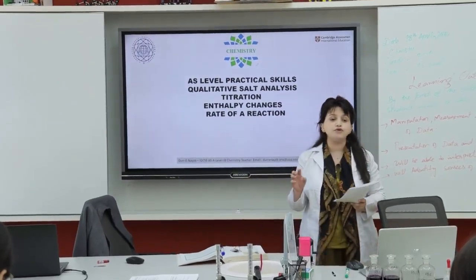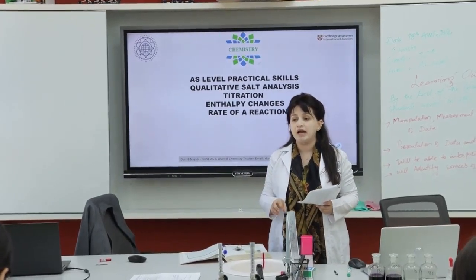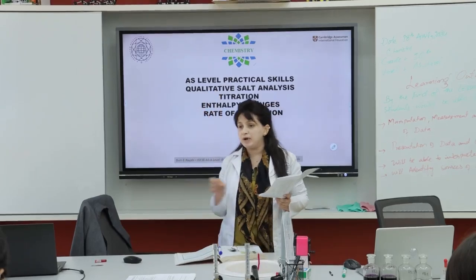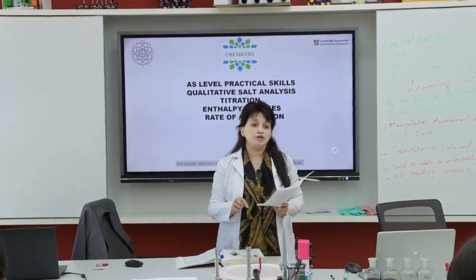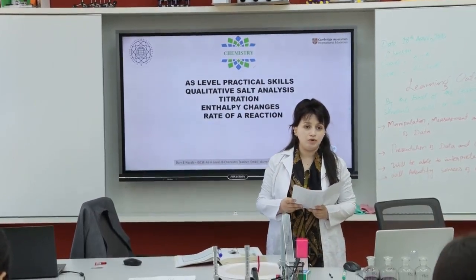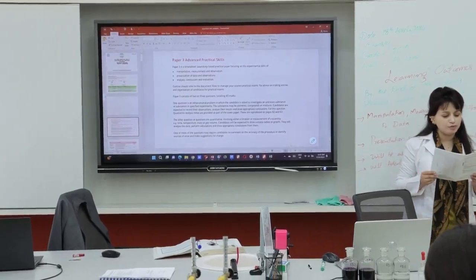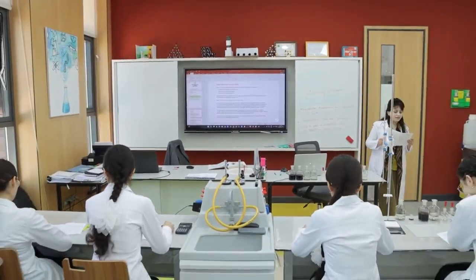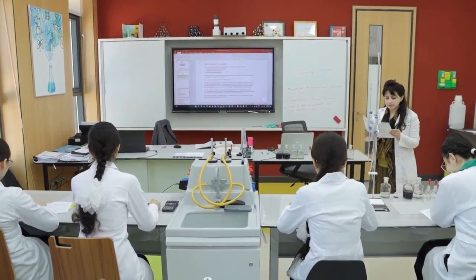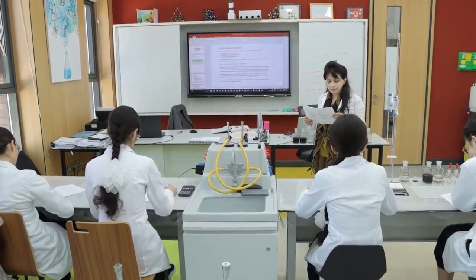Okay, so in this lesson we are going to learn and understand how to properly make a table and how to interpret the data, so that we do not lose any of our marks in our final exam. The concentration of a solution of hydrogen peroxide can also be determined by titration with acidified potassium manganate. The equation for the reaction is shown, you can see on your question paper.